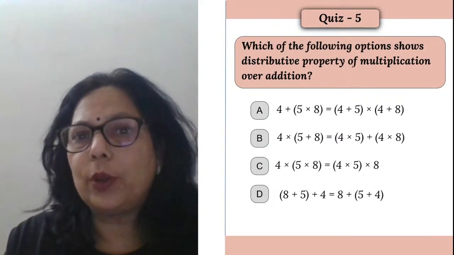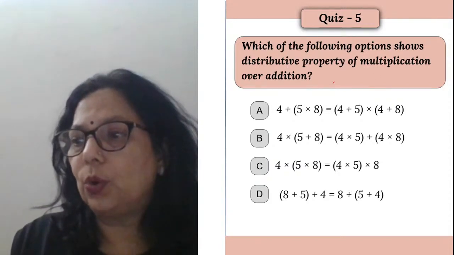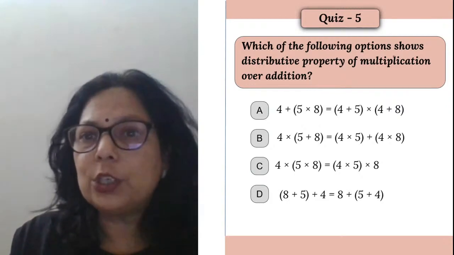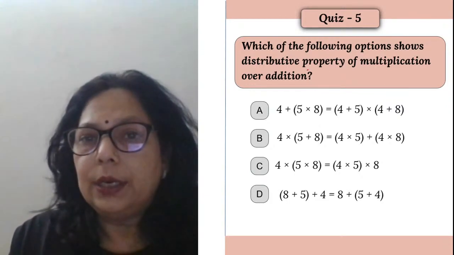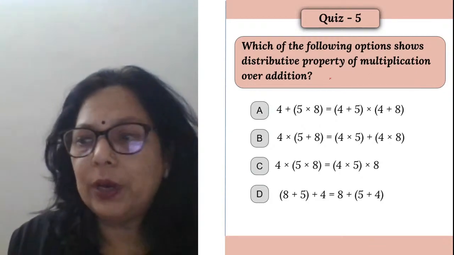Now, which of the following options shows the distributive property of multiplication over addition?